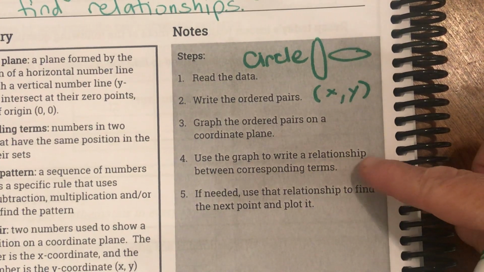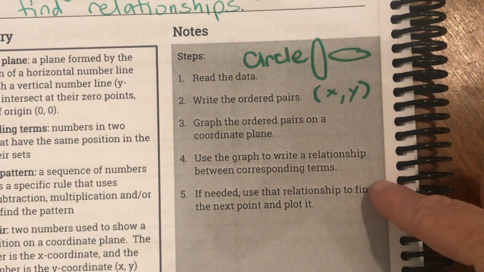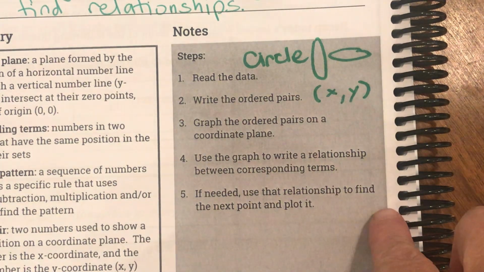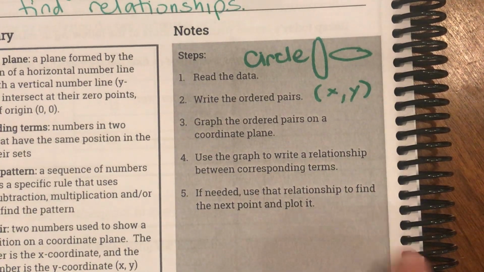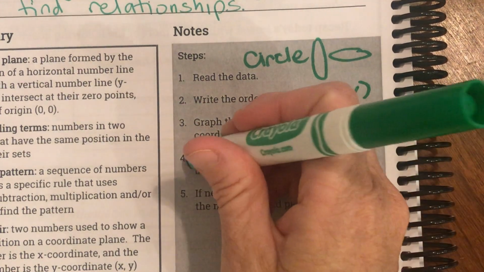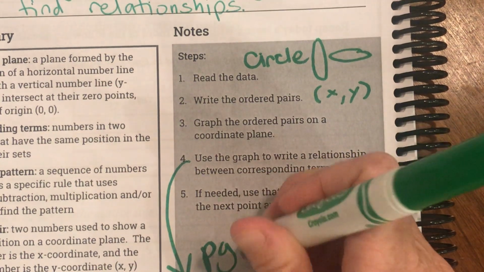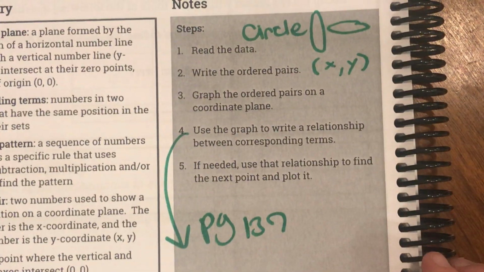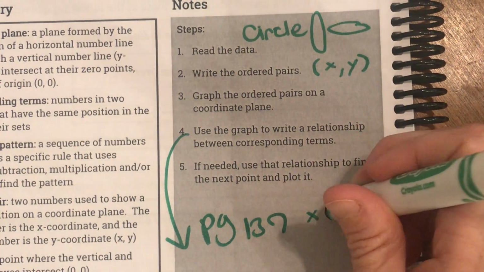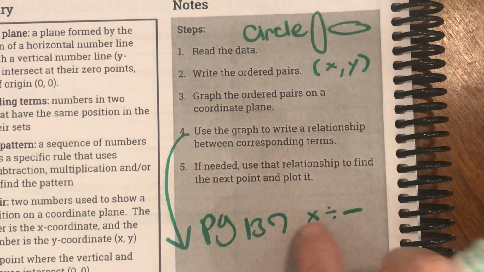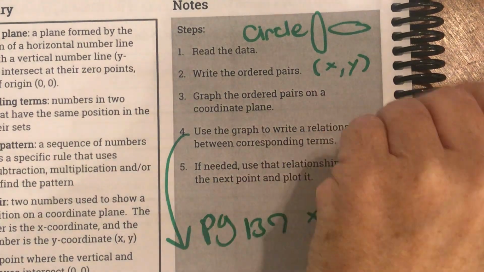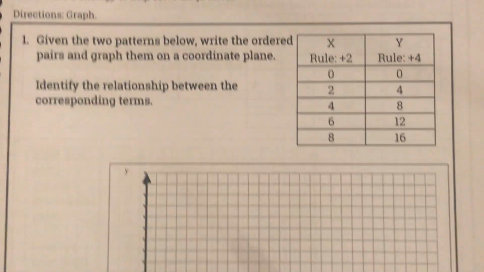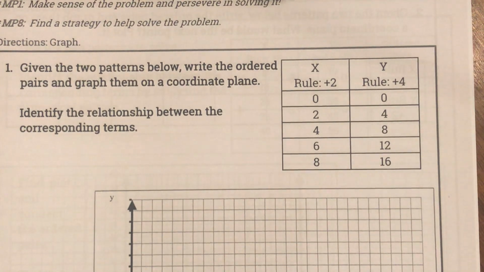We're going to use the graph to write relationships, and we might have to use that relationship to find the next point. A few reminders: if we're going to be writing relationships, remember we might want to look back at page 137 to help us. And remember, we're looking for relationships that have to do with multiplication, division, or subtraction, which is the difference. Okay, so what does this actually look like? All right, I'm going to put down my pencil and grab my red pen, and here is my first problem.